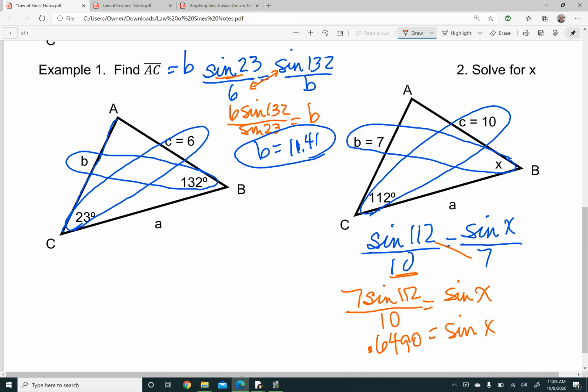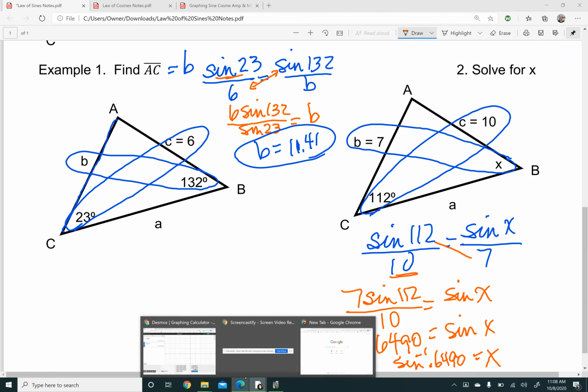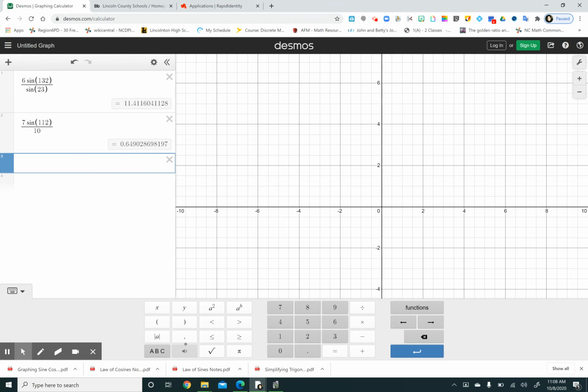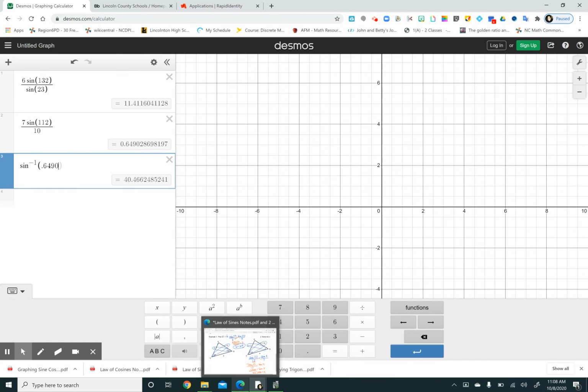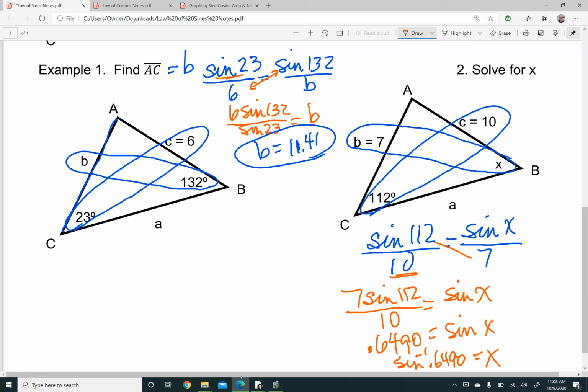Well, remember when we want to solve for the angle, we have to do the inverse sine. So we do the inverse sine of 0.6490, which is 40.5 degrees. So we do angles in degrees, 40.5 degrees, and that's going to be our answer. And that's all you do for law of sines.